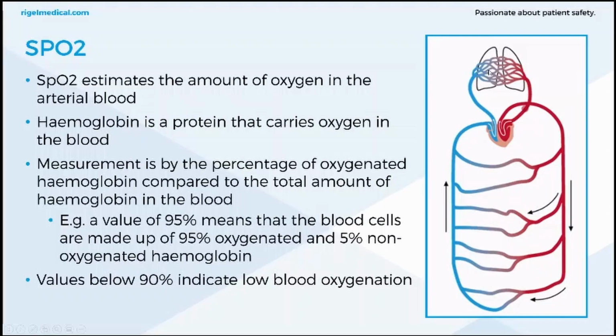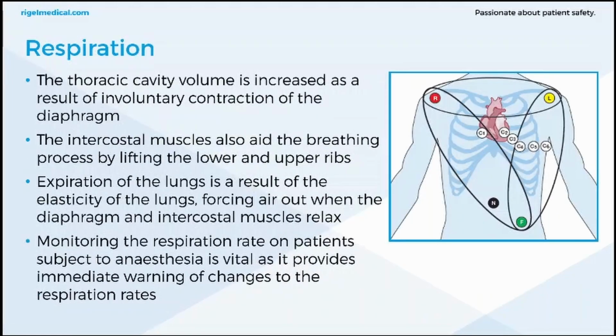If oxygen wasn't binding to the red blood cells correctly, then it's going to quickly be indicated through the SpO2 or pulse oximeter. So, respiration. Inspiration of the lungs is a result of the increase in the volume of the thoracic cavity, and it's a result of involuntary contraction of the diaphragm. So this is the body's way of bringing air into the lungs.